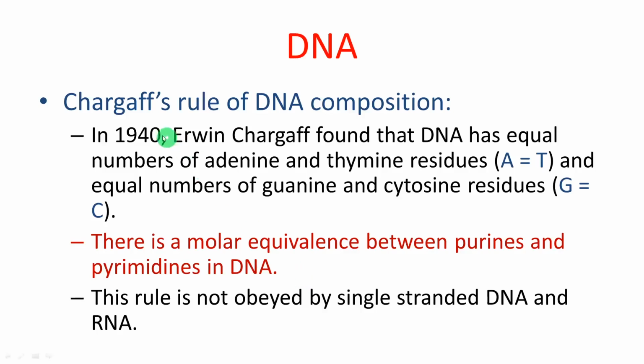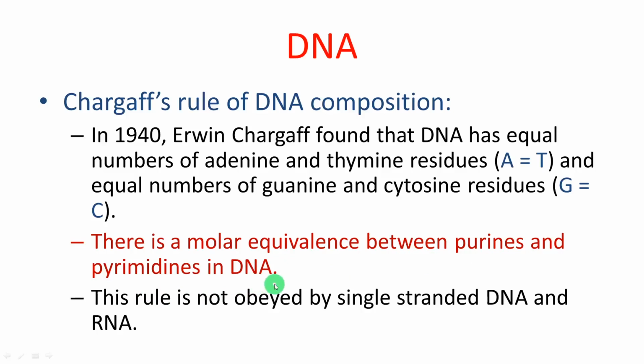Now let us see what Chargaff's rule of DNA composition is. In 1940, Irving Chargaff found that DNA has an equal number of adenine and thymine residues. That is, whatever the number of adenine residues in the DNA, exactly that many thymine residues will be present in DNA. Similarly, he also found that the numbers of guanine and cytosine residues are also equal. Means whatever the number of guanine residues, exactly that will be the number of cytosine residues. And hence, finally it was proved by Chargaff that there is a molar equivalence in between purines and pyrimidines in DNA.